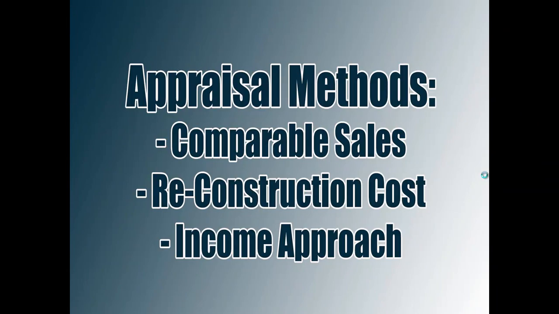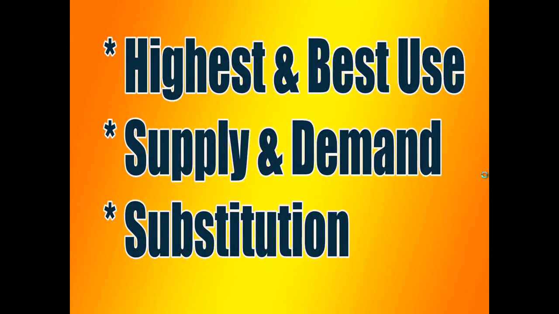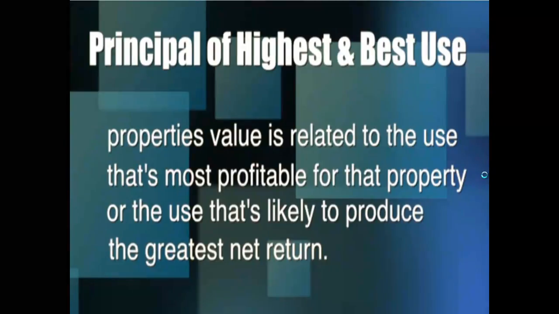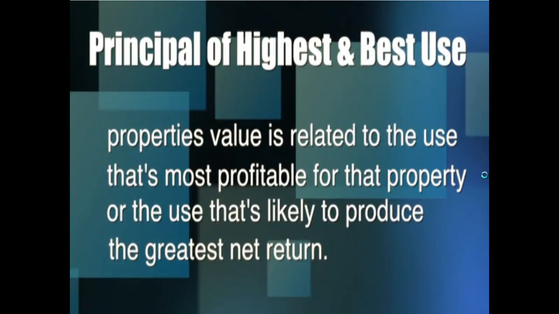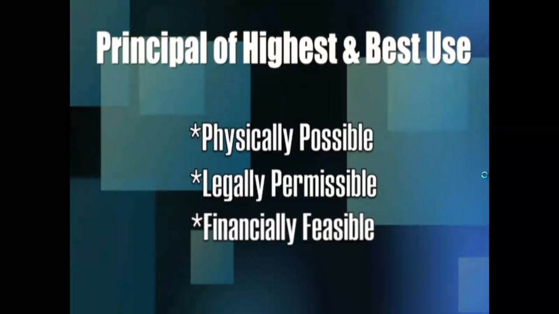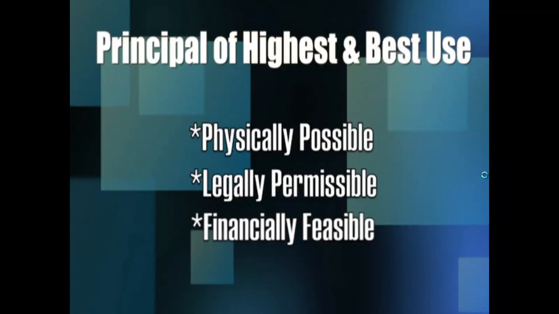The principle of highest and best use states that the property's value is related to that use that's most profitable for that property, or the use that's likely to produce the greatest net return. And that use has to be physically possible, it has to be legally permissible with the zoning laws, and it has to be financially feasible.